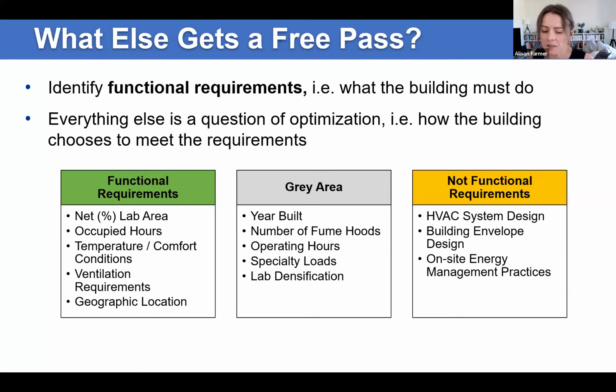So there's some fairly clear functional requirements. So we already mentioned lab area. Others could be the occupied hours of the building, ventilation requirements, geographic location, probably. And then there are some that are clearly not functional requirements. So for example, the HVAC system design is not, building envelope design is not, energy management practices also not. And then there's some things that sit in something of a gray area. So, you know, number of fume hoods is a pretty classic one here. Do you really need all the fume hoods you've got? Lab densification is another one. Do you really need all the lab space you've got? So there are definitely some gray areas here where we had a lot of pretty lively debates in the TAC and with our LB&L colleagues about this.